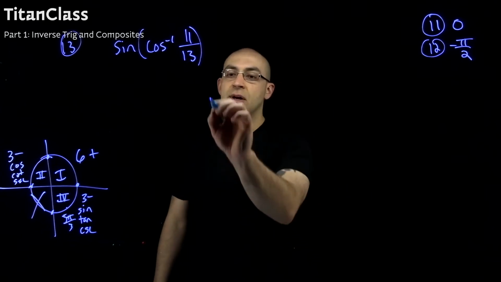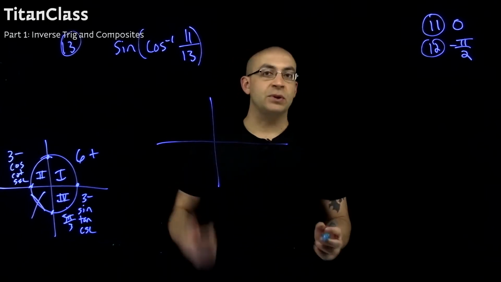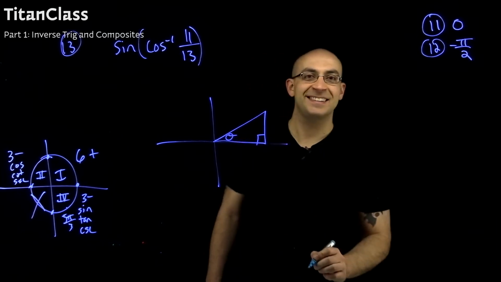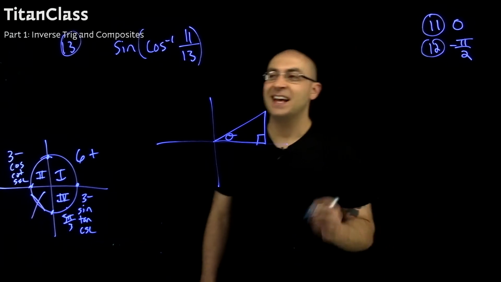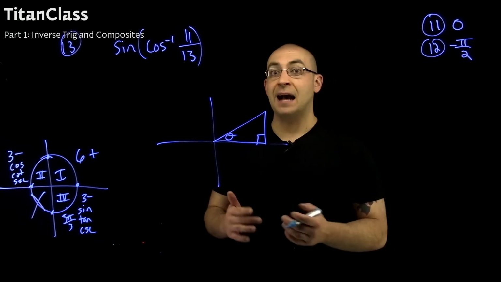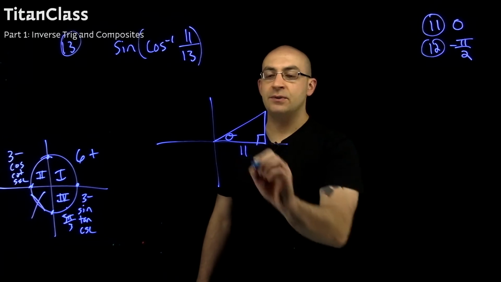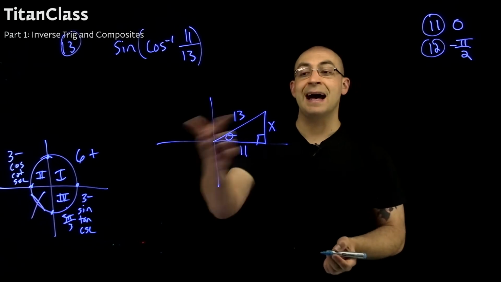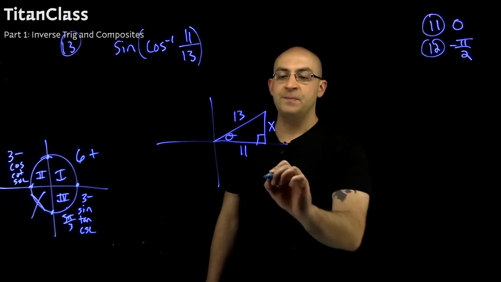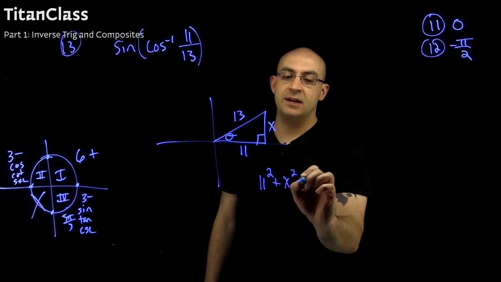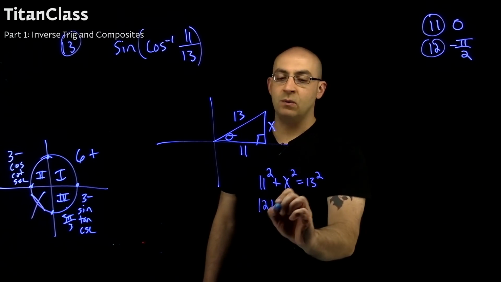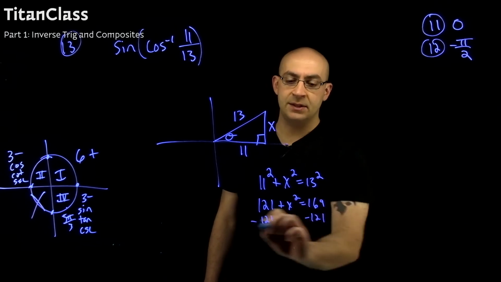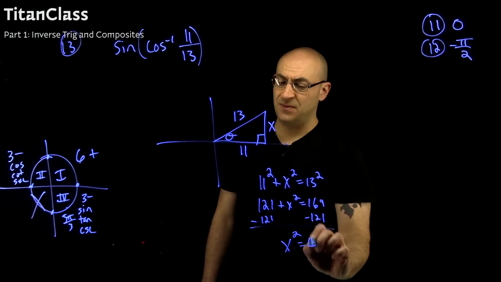So where is cosine 11 over 13, or where's the inverse? I'm going to have to draw a right triangle for that. 11 over 13 is a positive value, and cosine is positive in quadrant 1. Anyway, we know the cosine is adjacent over hypotenuse. So this is adjacent and this is hypotenuse, and I'm really trying to find x here because sine is opposite over hypotenuse. So 11 squared plus x squared equals 13 squared, or 121 plus x squared equals 169. Subtract 121 on both sides, and I'm left with x squared equals 48.